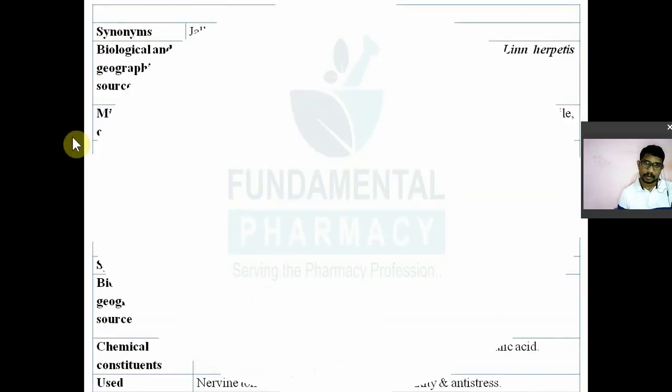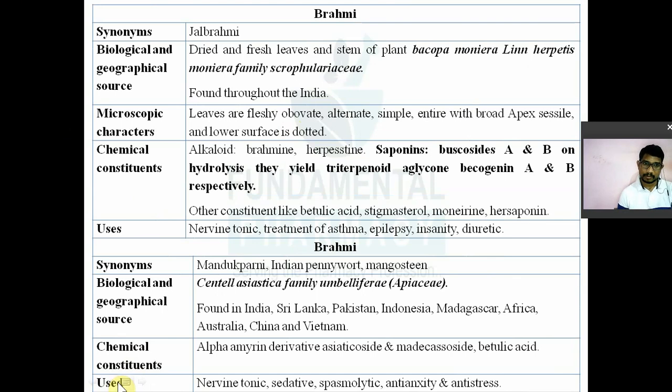Then next is Brahmi. This Brahmi has two varieties. The first one is known as Jal Brahmi. It is obtained from dried and fresh leaves of Bacopa monnieri, family Scrophulariaceae. It is found throughout India.